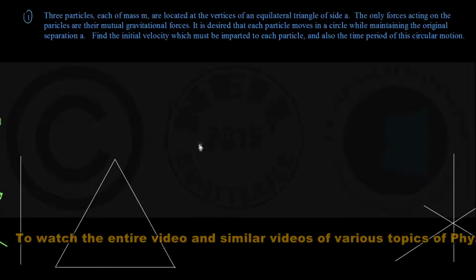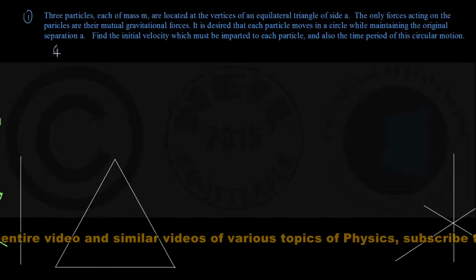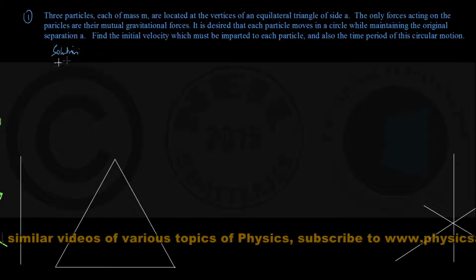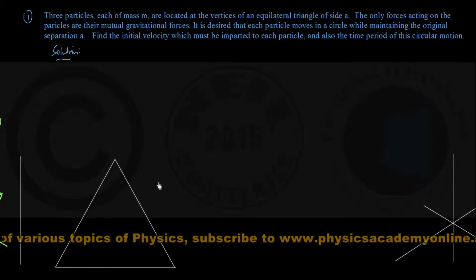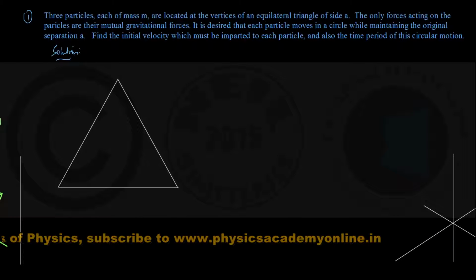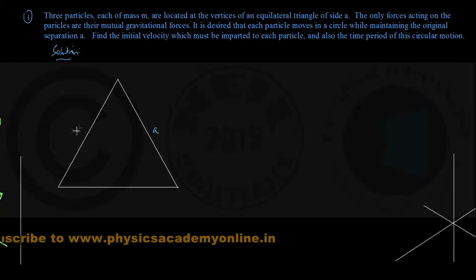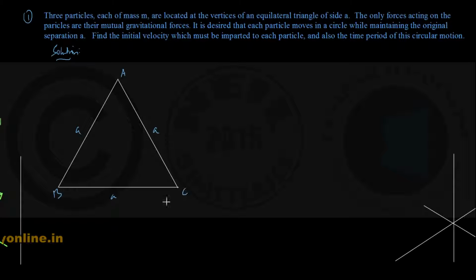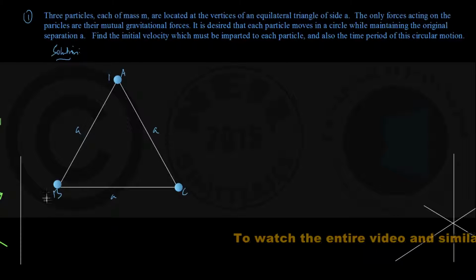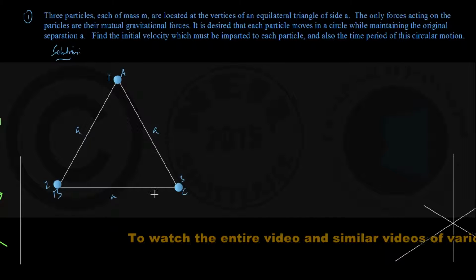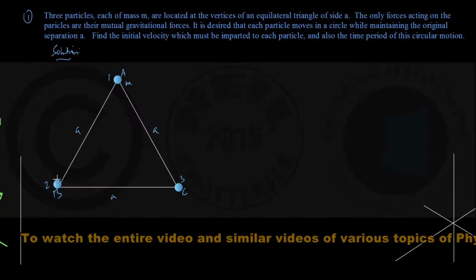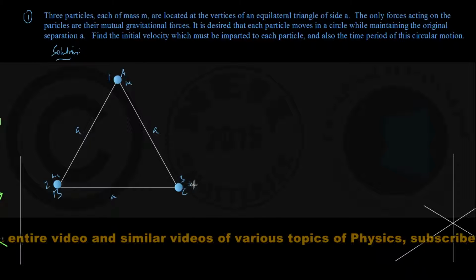So first of all, let's draw a figure to understand the situation of the problem and recognize the circular path that must be followed by each particle. So here is an equilateral triangle of side length A each. Let me name this triangle as ABC for convenience, and three particles of mass small m each are placed at these three vertices. So I call the particles 1, 2 and 3 for quick reference, and let me write as well the mass of each of them is m only.